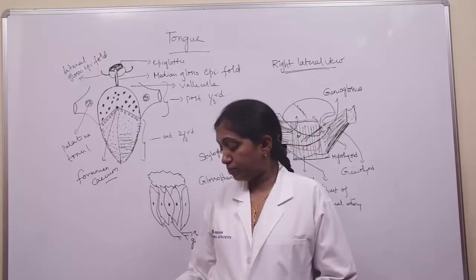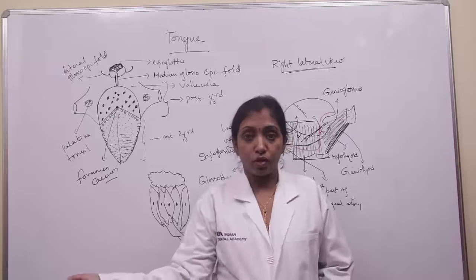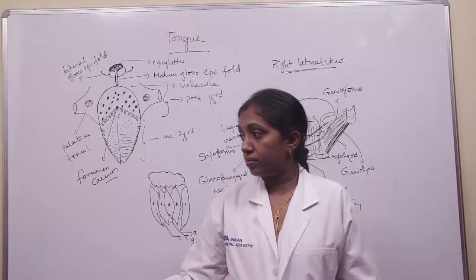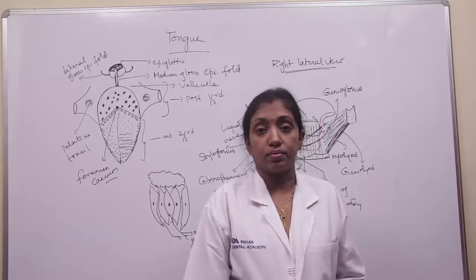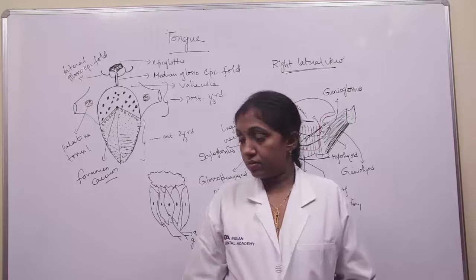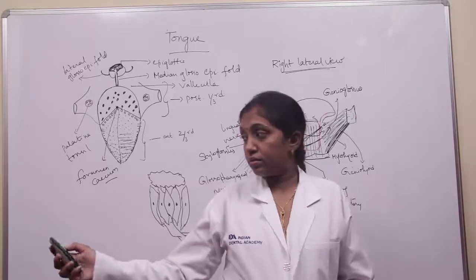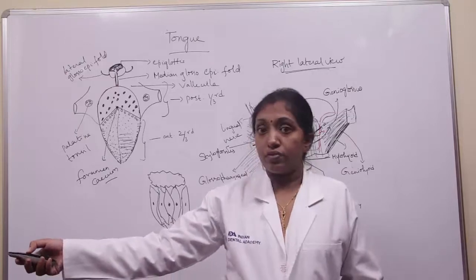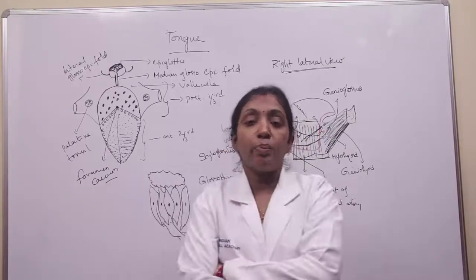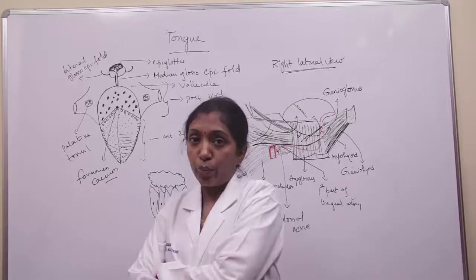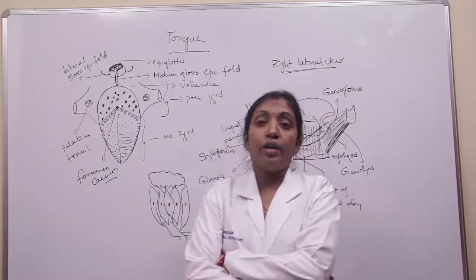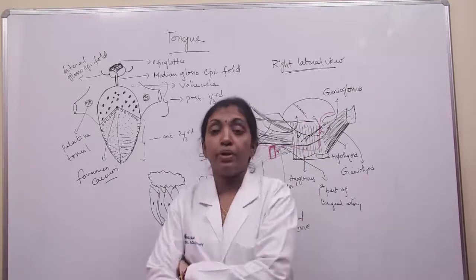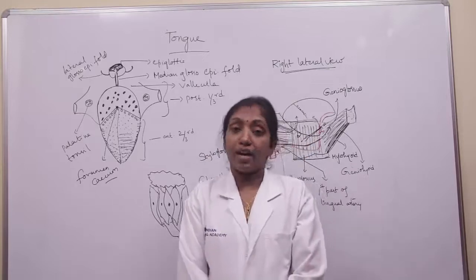Coming to the nerve supply of the tongue, it is subdivided into somatomotor, secretomotor and vasomotor. Somatomotor nerve supply of the tongue, that means all the muscles of the tongue are supplied by the hypoglossal nerve except palatoglossus, which is supplied by the cranial part of the accessory nerve.